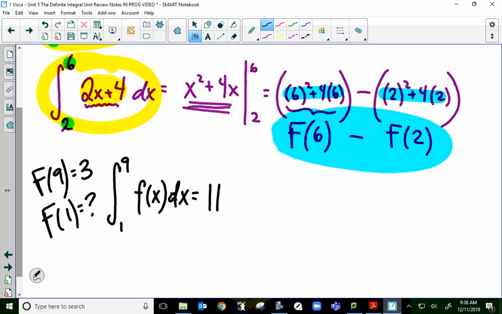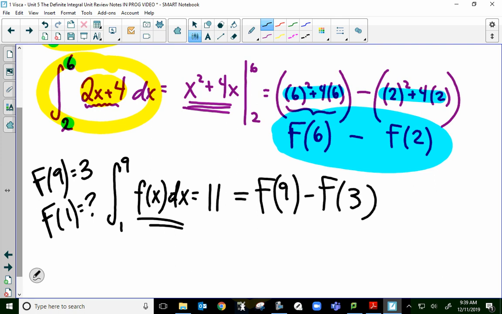Initially you're going to say, I don't know what the equation is. How can I integrate this if I don't know? Because this right here, which is 11, equals F of 9 minus F of 1. And F of 9 is 3 minus, well, now what's F of 1? It equals 11, right? 3 minus a negative 8 is 11. So F has to be negative 8.